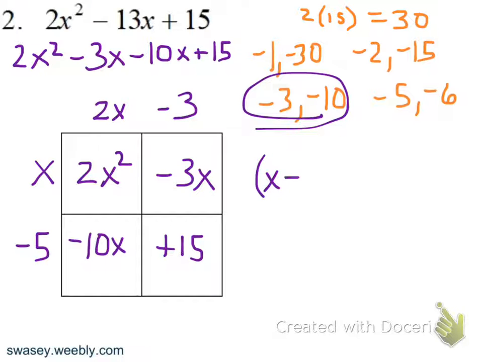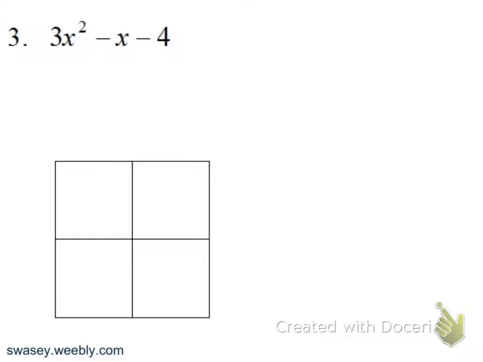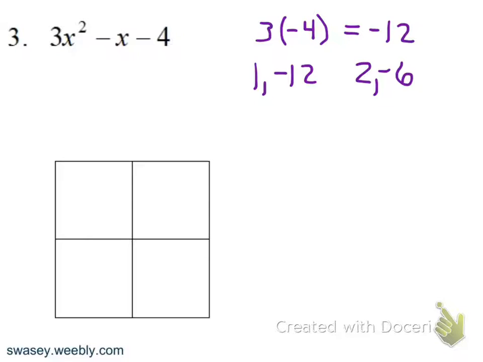We have x minus 5 and 2x minus 3. You can check it by distributing twice. GCF's 1, 3 times negative 4 is negative 12. Multiplying and getting a negative, so different signs. The bigger one needs to be negative. Multiply to get negative 12. We're looking for the pair that adds up to negative 1, and so this is the pair that works.